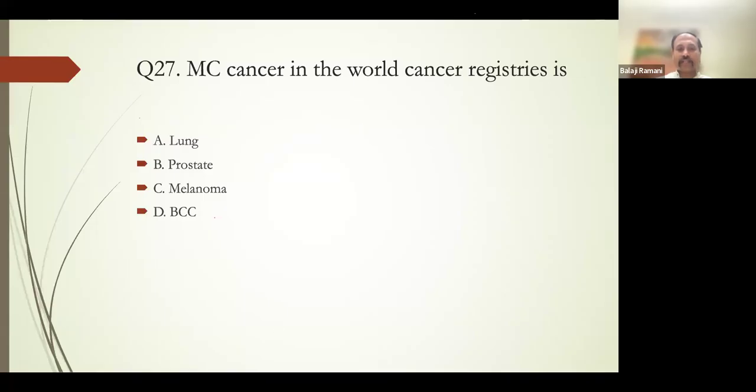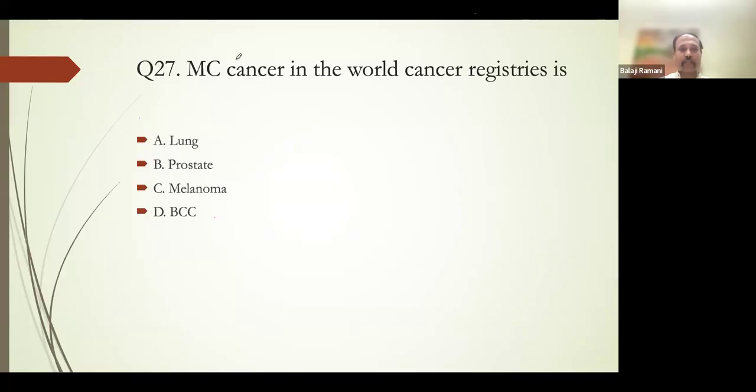You want to put up the answer in the checkbox, which is the most common cancer in the world registries today. World cancer registries. Okay, I've got one answer so far. The rest of you are sleeping. I see there are 25 plus other guys. Breast, lung. Breast is not there in the options, boss. That's why I didn't give it. I didn't want to confuse you. Okay, so all of you are still awake.